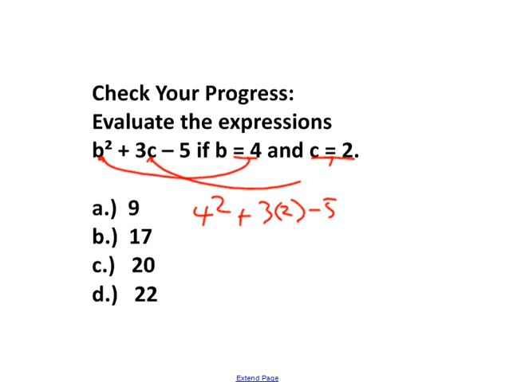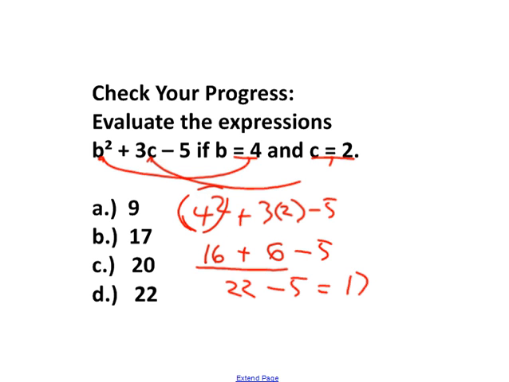minus 5. The next thing we're going to do is do the powers. So we're going to do this part right here. 4 squared is really 4 times 4, or 16. 3 times 2 is the next part we're going to do. So that becomes 6 minus 5. We're going to do addition and subtraction in order from left to right. So 16 plus 6 becomes 22. 22 minus 5. We actually do the subtraction next, and we get 17. So our correct answer is 17.